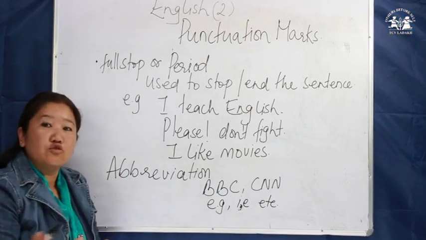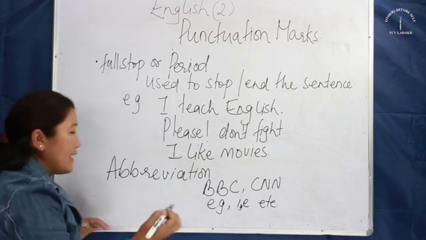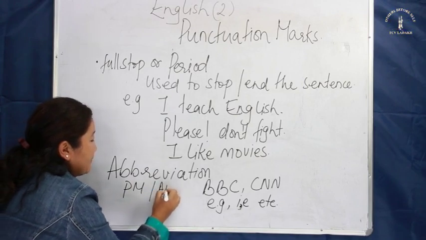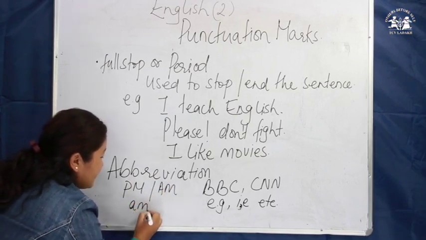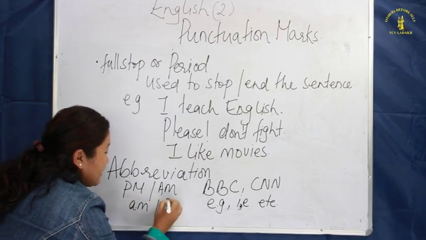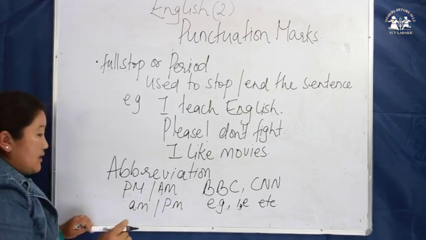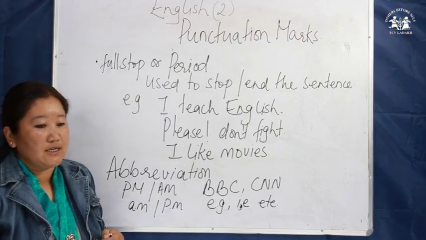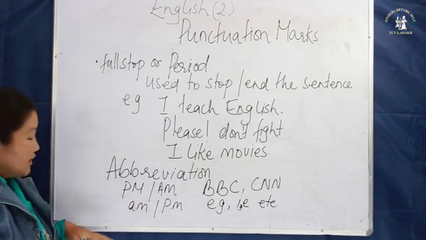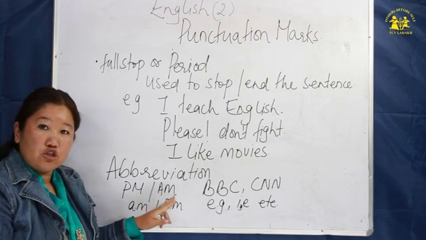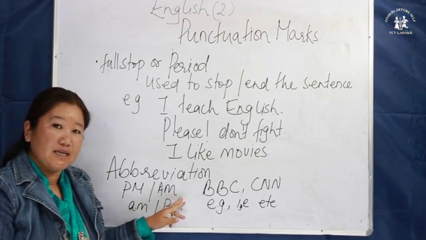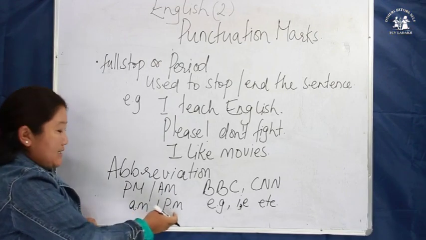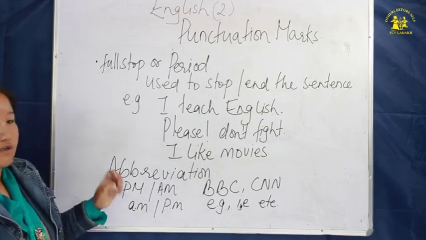And then there is also the usage that many of you might have seen, for PM and AM, where some write A.M. and P.M. with dots. This is a difference between American English and British English. In American English, we use PM and AM without a dot, in uppercase letters. And in British English, we use dots with lowercase letters. This is about the full stop.